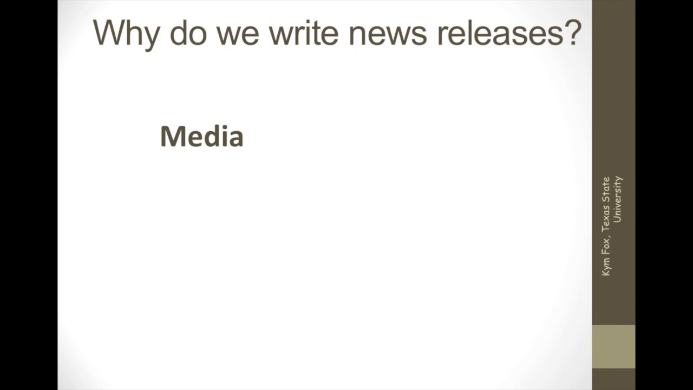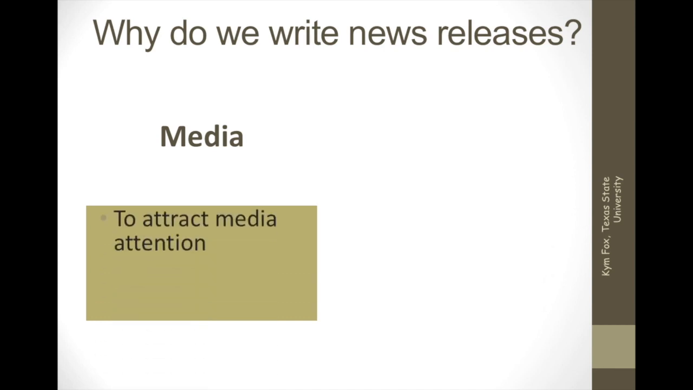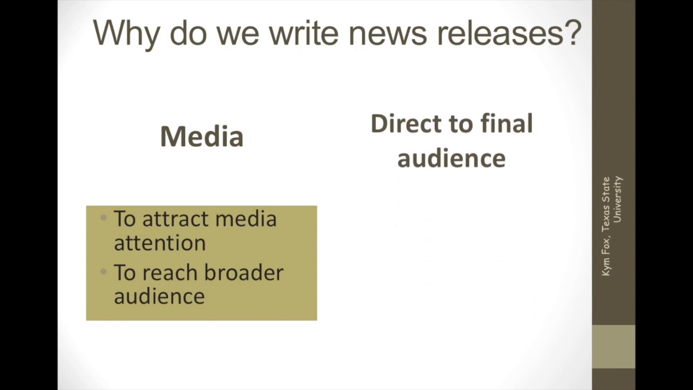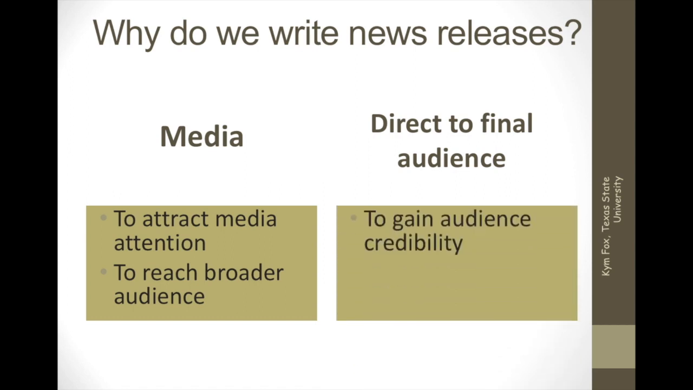So think about why we write press releases and what we hope to get when we send them to the media. We want to attract media attention and reach a broader audience. So in that case, the media actually would be our audience, and then through the media, the additional audience gained. But we also go direct to our final audience as a PR professional. So sometimes we cut out the middleman and publish our own content. We do that to gain audience credibility, to have them see us as the reliable source, and also to develop relationships with our audiences.